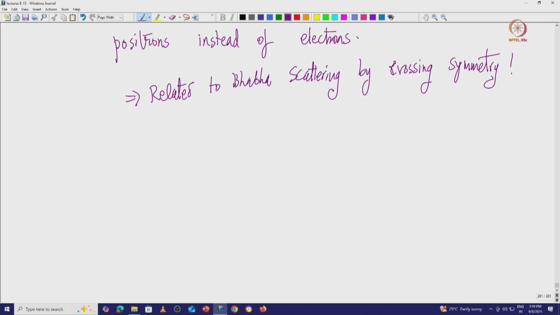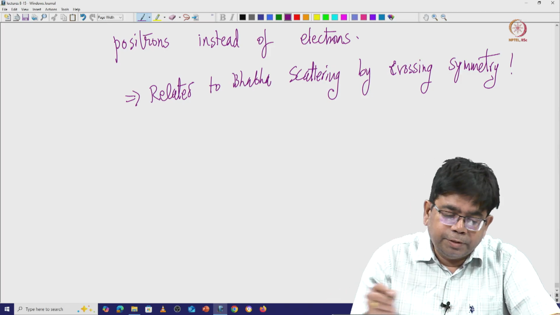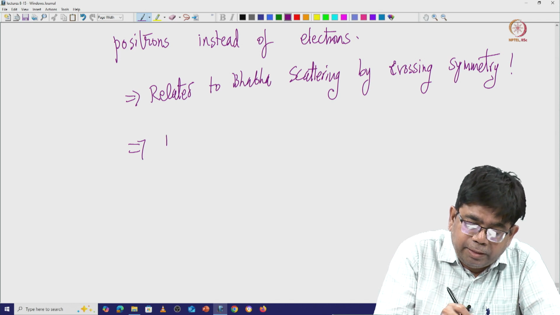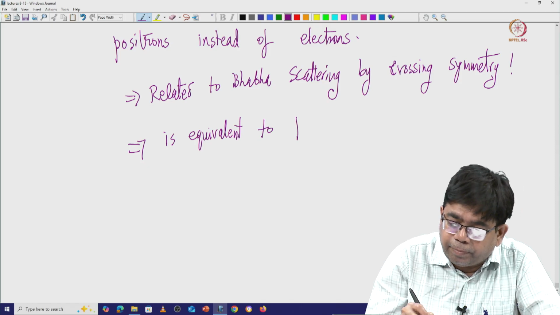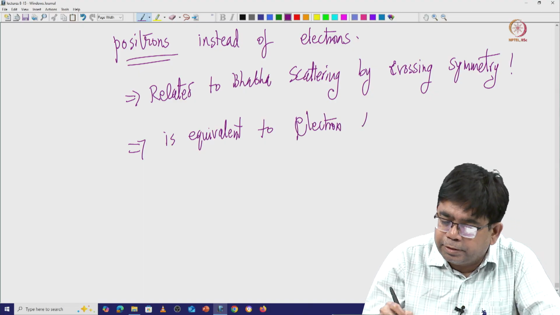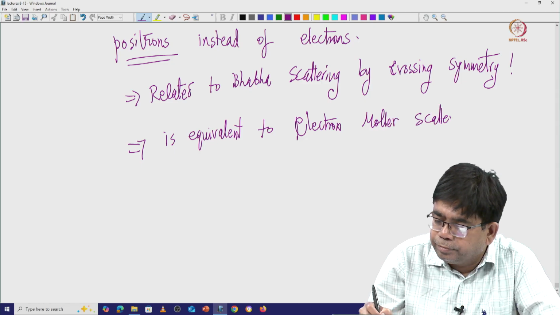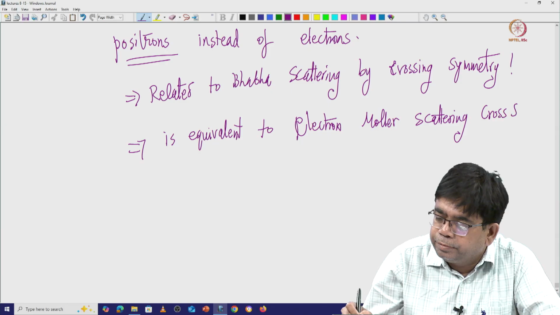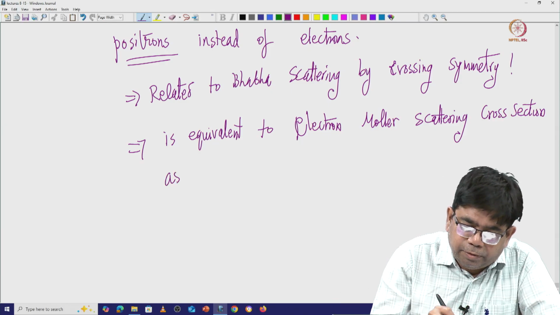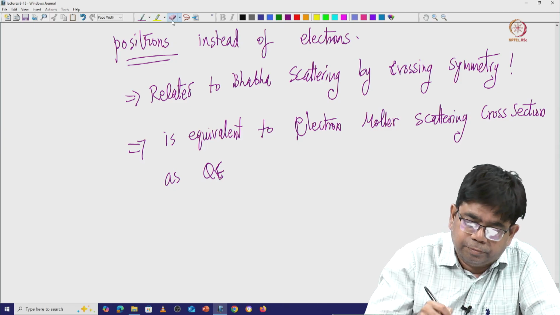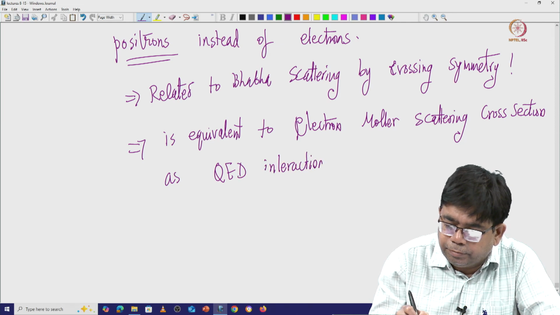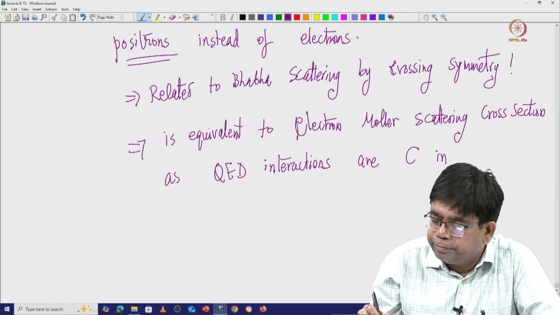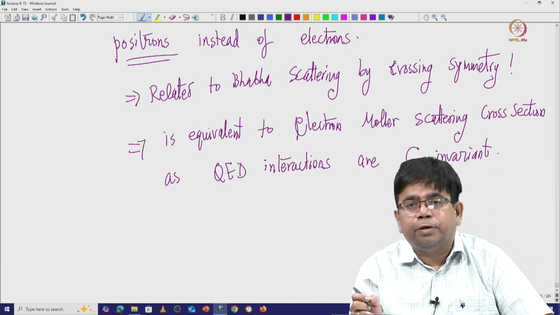Then electron-positron Moller scattering cross section is equivalent to the electron-electron Moller scattering cross section, as QED interactions are C invariant, meaning they are charge conjugation invariant.